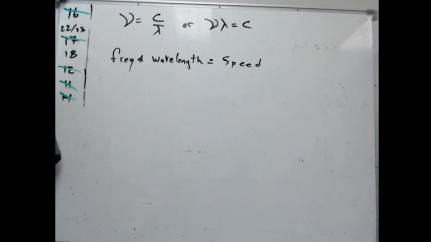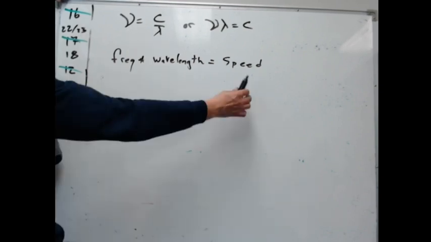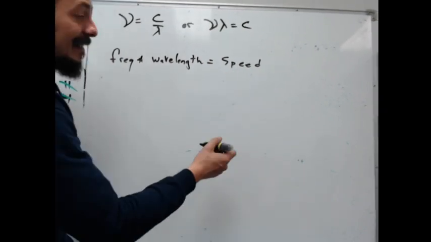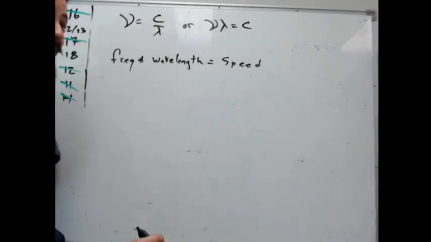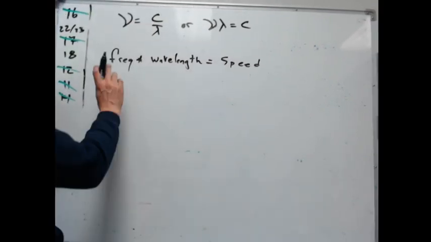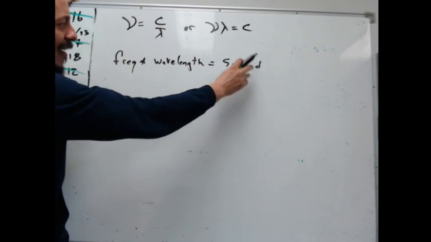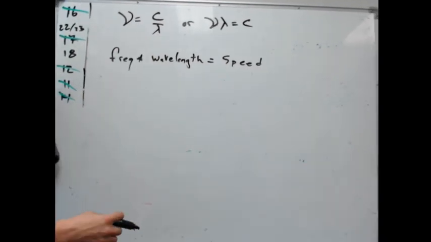Same concept holds for sound waves. It's just your speed is no longer the speed of light, it's the speed of sound. So if you've got the frequency and the speed of sound in air, you can calculate the various wavelengths. That's all you got to do.